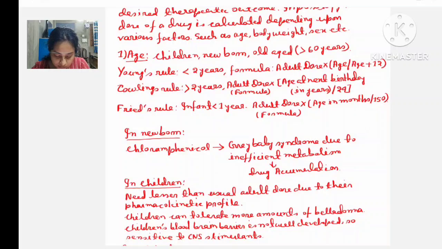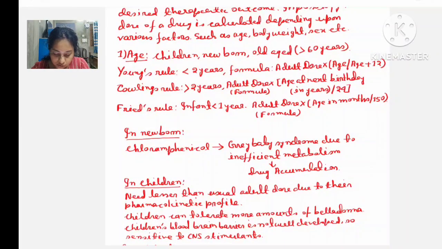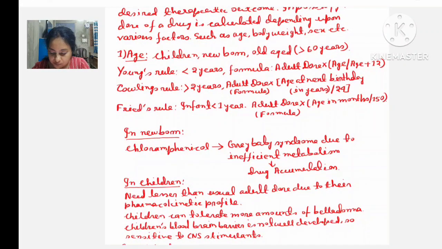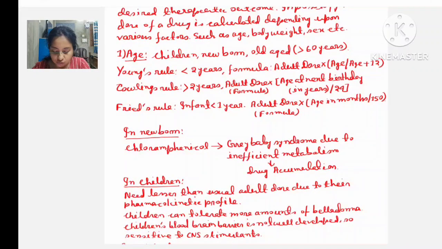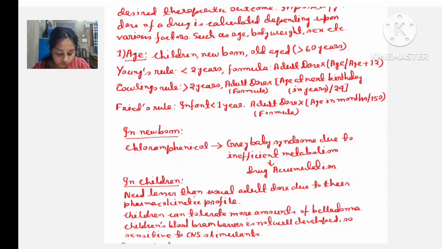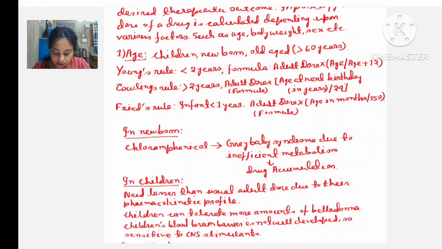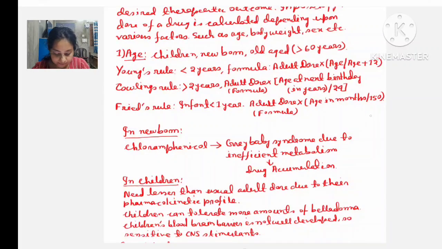In case of children less than 2 years, Young's rule is used, Young's formula, which is adult dose into age divided by age plus 12. For greater than 2 years of age, that is Cowling's rule, and the formula is adult dose into age at next birthday, that is in years, divided by 24. And for infants less than 1 year, Fried's rule is employed, and it is adult dose into age in months divided by 150.